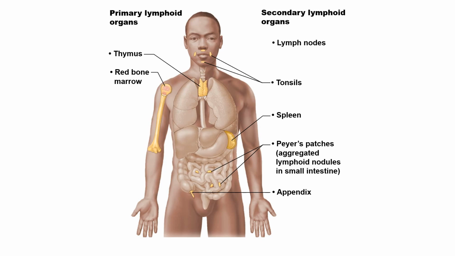The primary lymphoid organs include the thymus and the red bone marrow. These are the sites of immune cell production and lymphocyte maturation. Okay, so the primary lymphoid organs are the organs responsible for creating and developing our immune cells. The secondary lymphoid organs are going to include our lymph nodes, which are located all throughout the body. We have the spleen, the tonsils, and the lymphoid tissues.